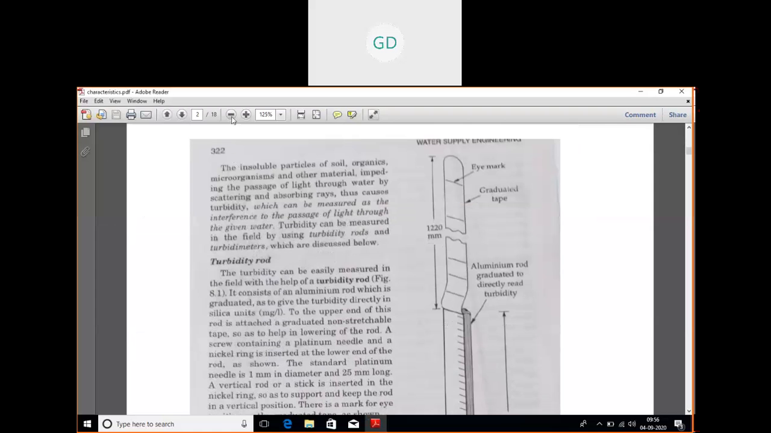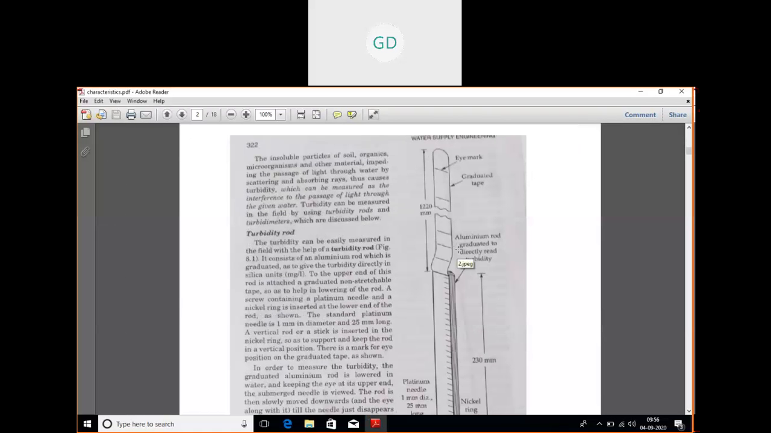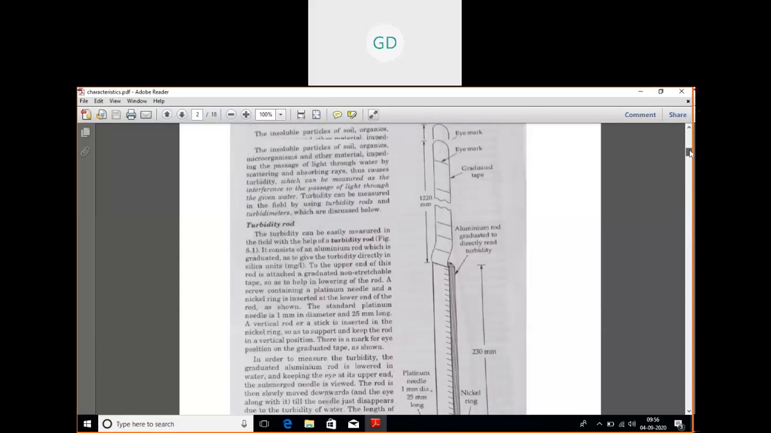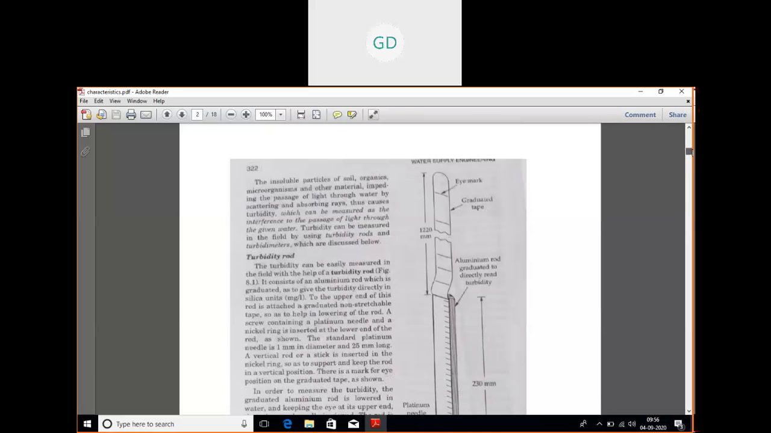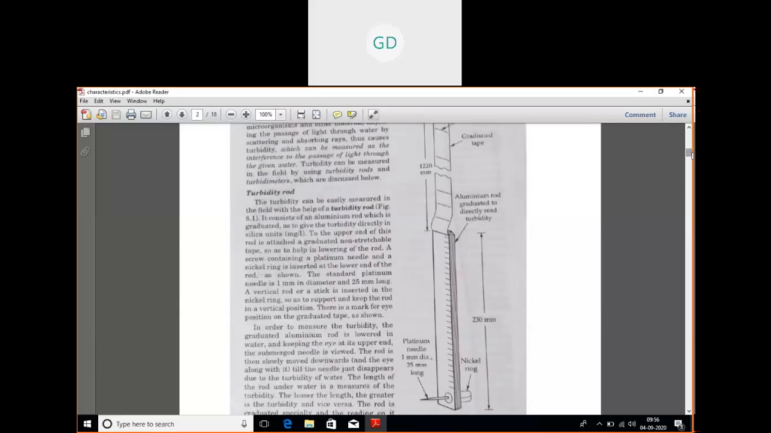Okay. So you see, this is the image of your turbidity rod. You see this diagram. This is a turbidity rod. You know how it is done. Suppose here you see what things are present.